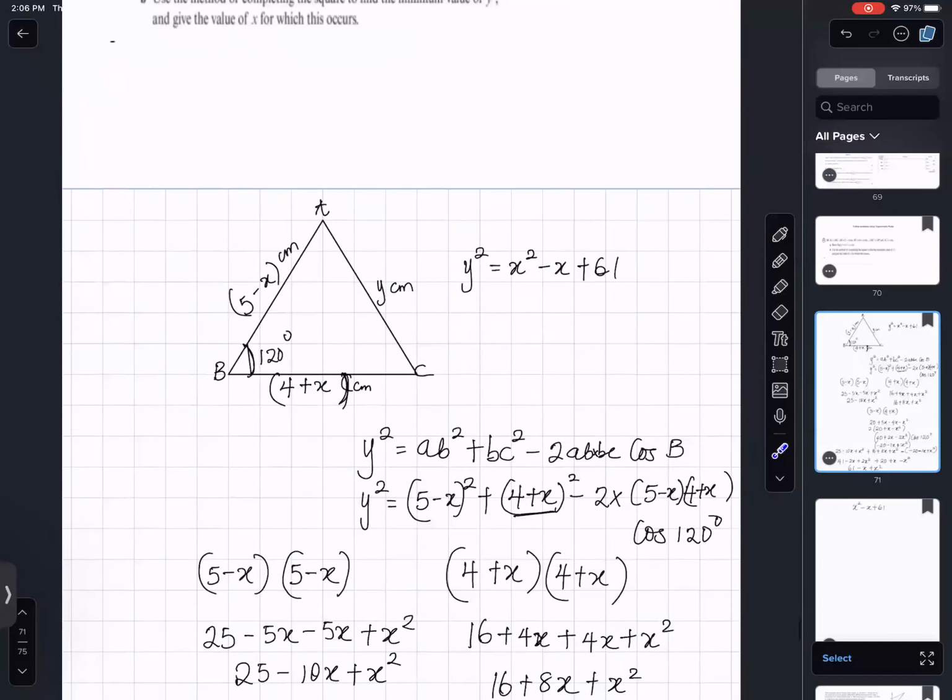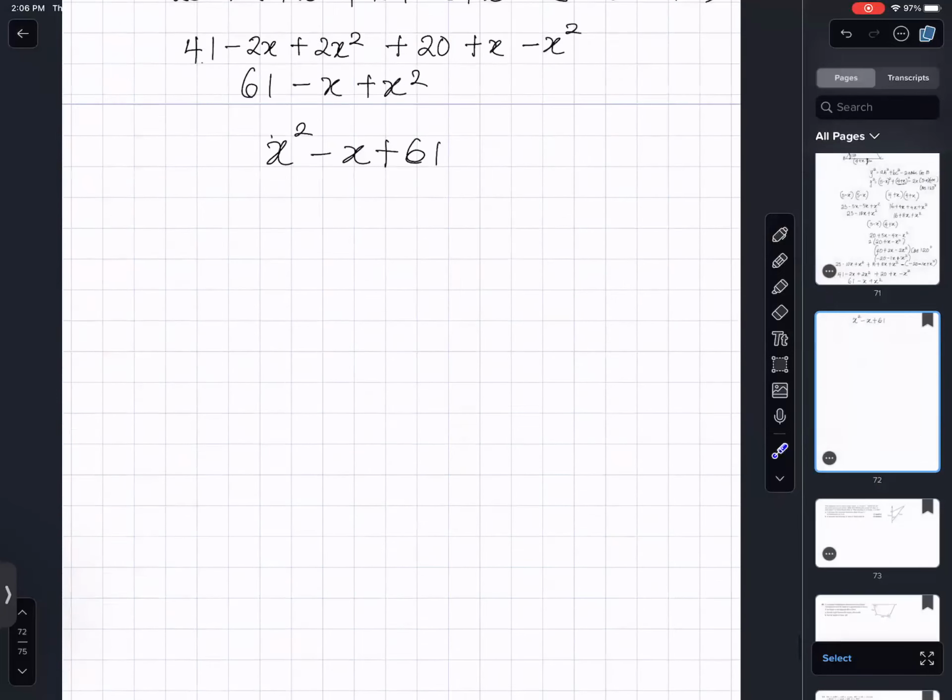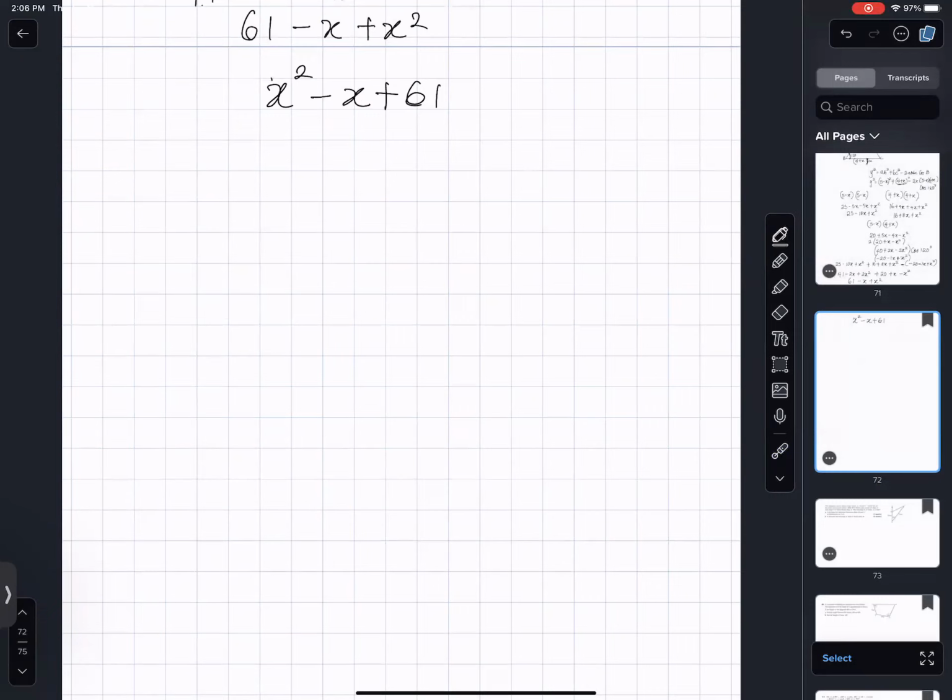So you are familiar with the method of completing the square. That is what we are applying, using this equation, x squared minus x plus 61. So that is our y squared equals this. So what is the completing the square formula? I will divide my coefficient of x by 2.